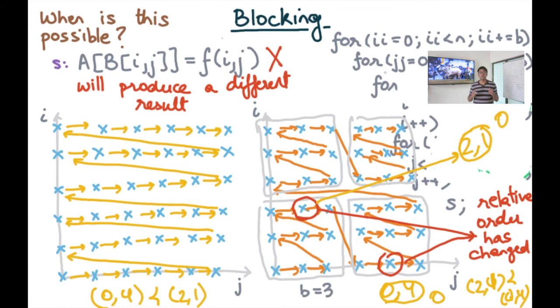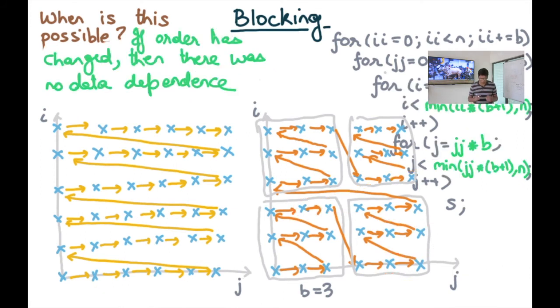Now, okay, so here it is not okay to do blocking, but where is it actually okay to do blocking? What is the condition under which we can say it is safe to do blocking? Well, the condition is that if the relative order of the two iteration points has changed, then there should have been no data dependence between the two iteration points.